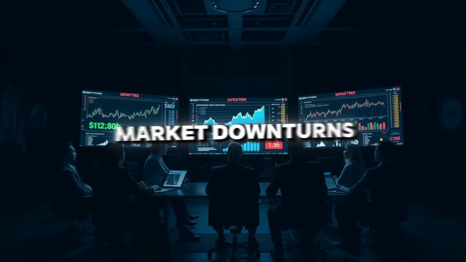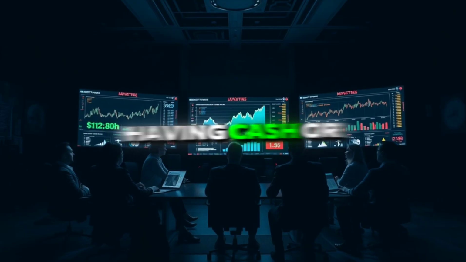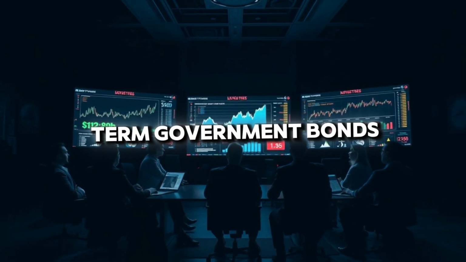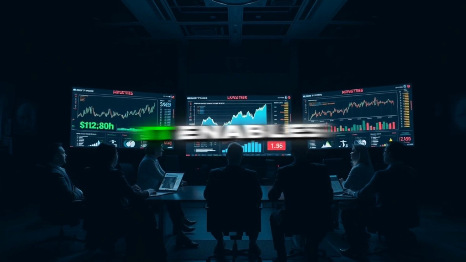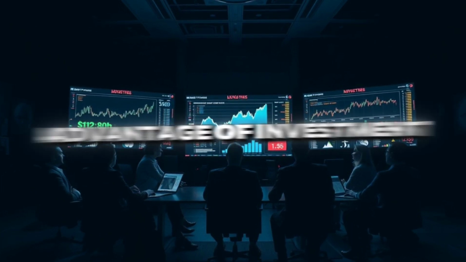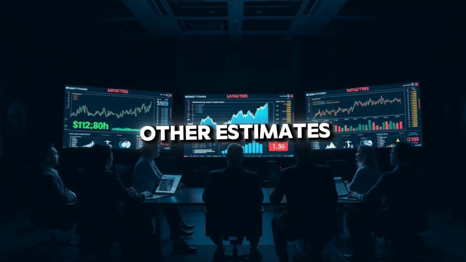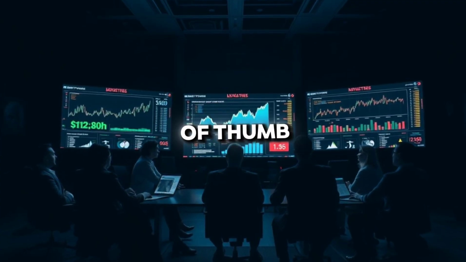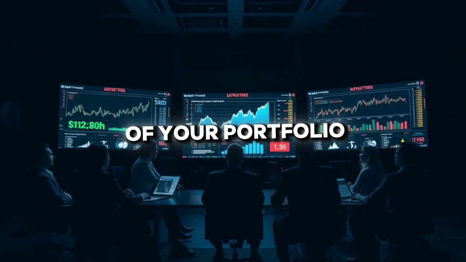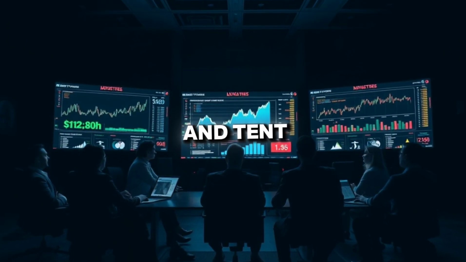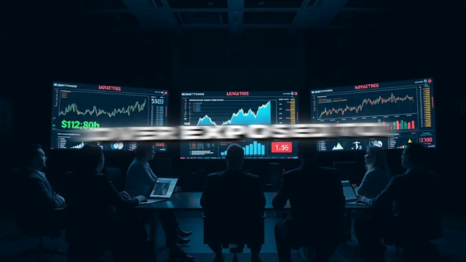In times of market downturns, having cash or low-risk liquid assets like money market funds or short-term government bonds allows you to stay flexible. It enables you to take advantage of investment opportunities when prices are low without needing to sell off your other investments. A good rule of thumb is to keep a certain percentage of your portfolio in cash equivalents, often between 5% and 10%, so you're not overexposed to risk.